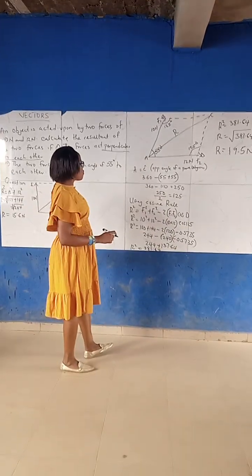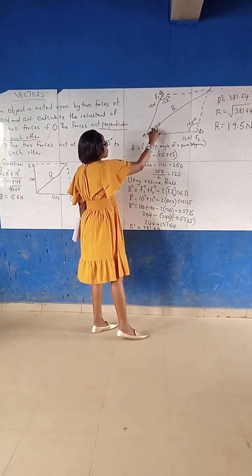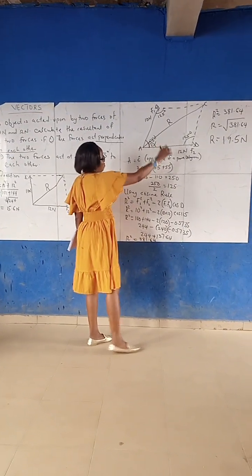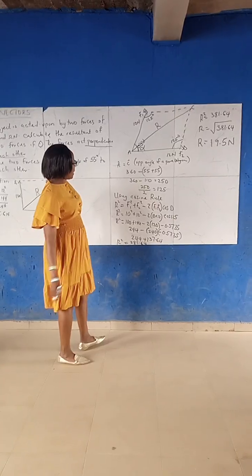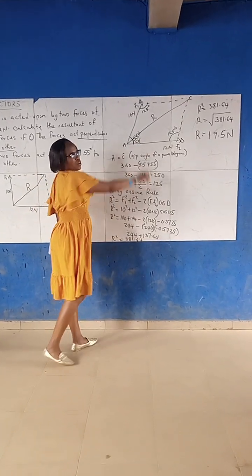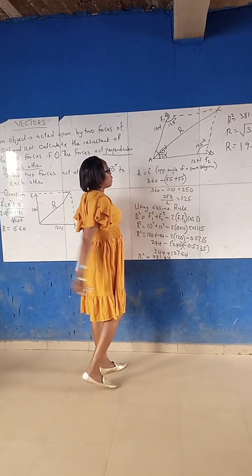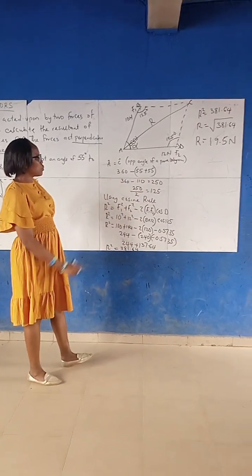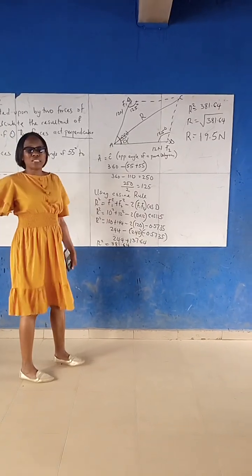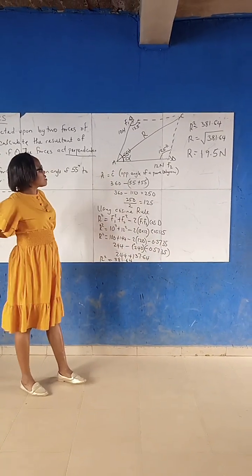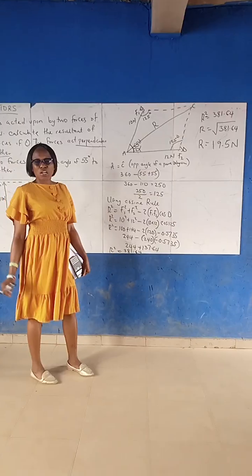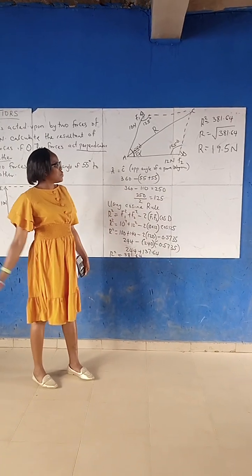Now, for me to get the angle alpha that it makes with the horizontal, I'm going to make use of the sine rule to find this angle. For the concluding part of this calculation, you can meet me in the next video.